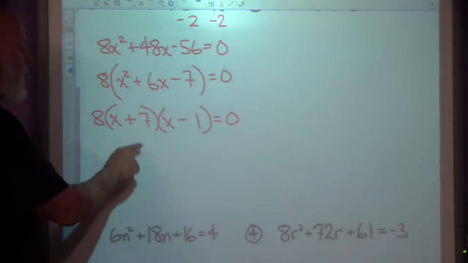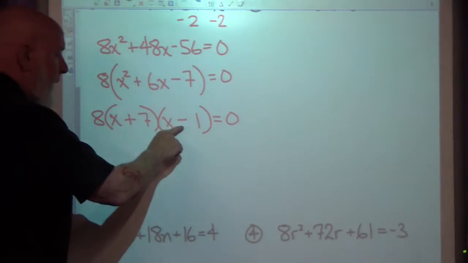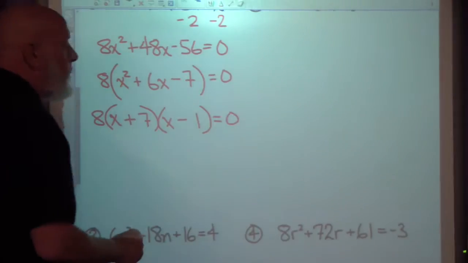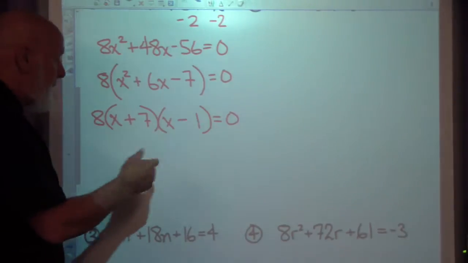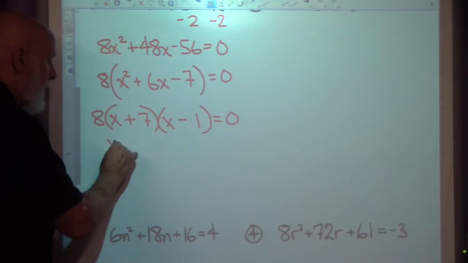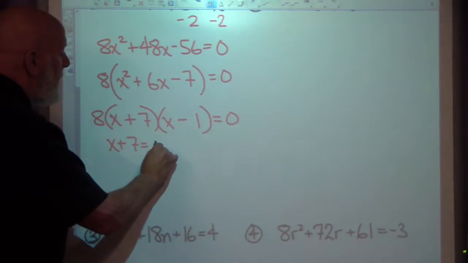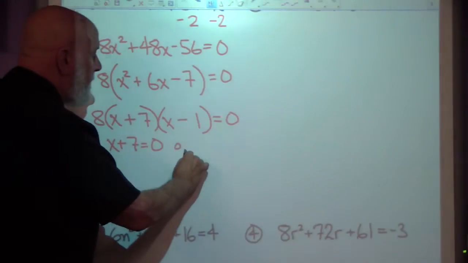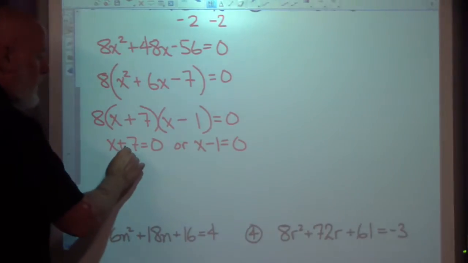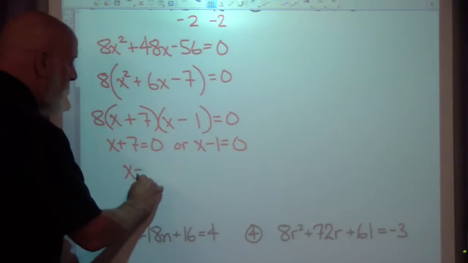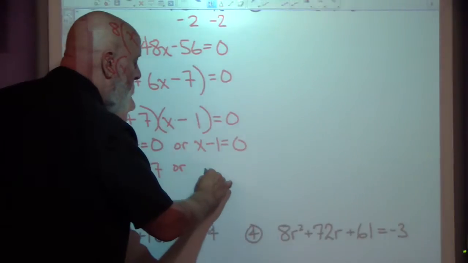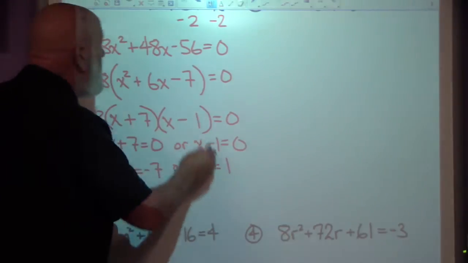Now, my last step will be to employ the zero product property. The zero product property says if this times this equals 0, then one of these three has got to be 0. Well, it can't be this one because that one's 8. But this could be 0. Or this could be 0, depending on the value of x. And then I solve these. Well, I subtract 7 from both sides, and x would be negative 7. Or, in this case, I add 1 to both sides, or x could be 1. Those are my solutions to this equation.